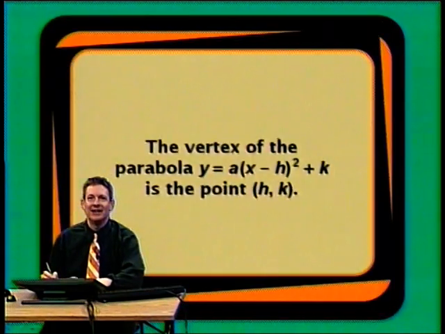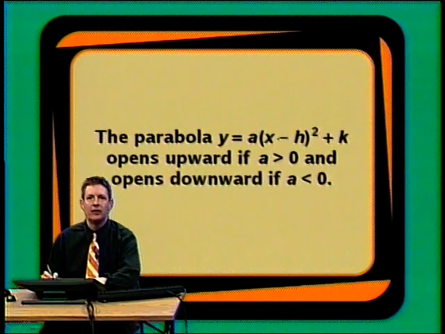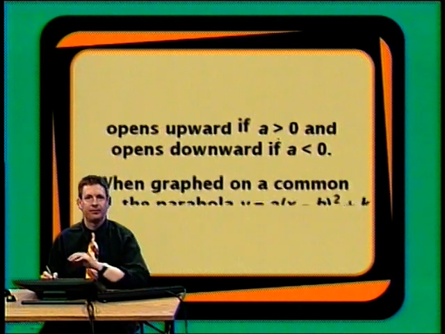Let's summarize. The vertex of the parabola y equals a times (x minus h) squared plus k is the point (h, k). The parabola y equals a times (x minus h) squared plus k opens upward if a is greater than 0 and opens downward if a is less than 0.